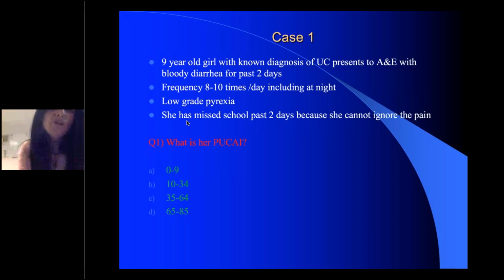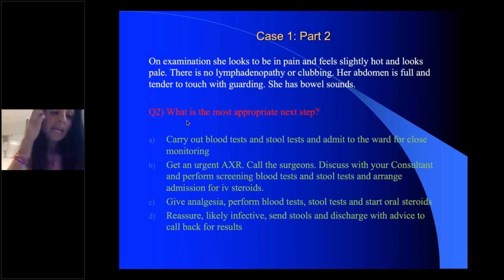Now you then go on to your physical examination, and this girl is in pain. She's also hot. She looks pale, so when you look at her conjunctiva, she is anemic.